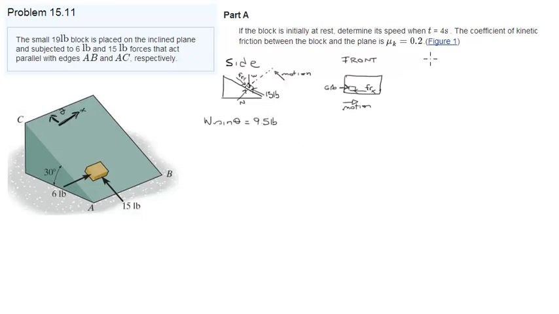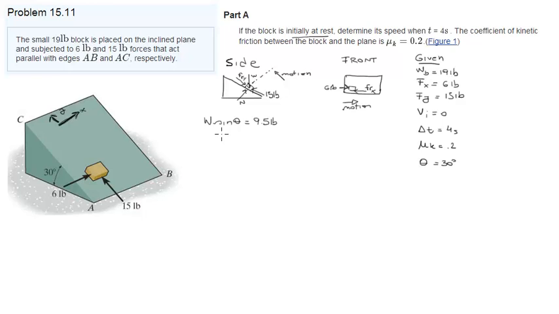Alright, now that we got all this information, we're gonna see what we're given. We're given the weight of the block, which is 19 pounds. We're given a force that acts in the X direction according to the diagrams I just drew, which is a 6-pound force. F in the Y, which is a 15-pound force. An initial velocity of 0 because the block is initially at rest. A delta T of 4 seconds. Coefficient of kinetic friction of 0.2. And an angle of 30 degrees. This is what we're given, right?